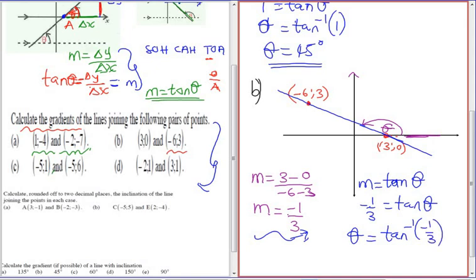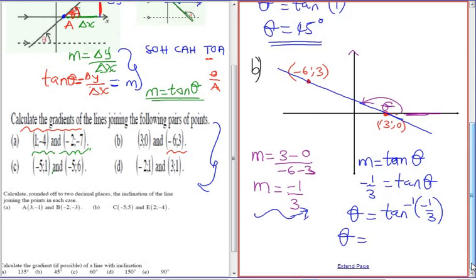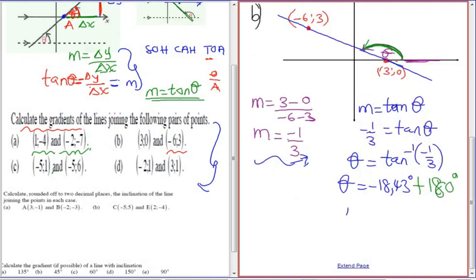But if you have negative gradient, you realize that your calculator will only give you a negative angle actually. And if you do it with this one, you will definitely get negative 18.43. So what you do, remember I said this part here should actually be an obtuse angle. So to get to your obtuse angle, you just add 180. And some of you do remember that tangent has a period of 180. So to get your actual angle, you just really do that.